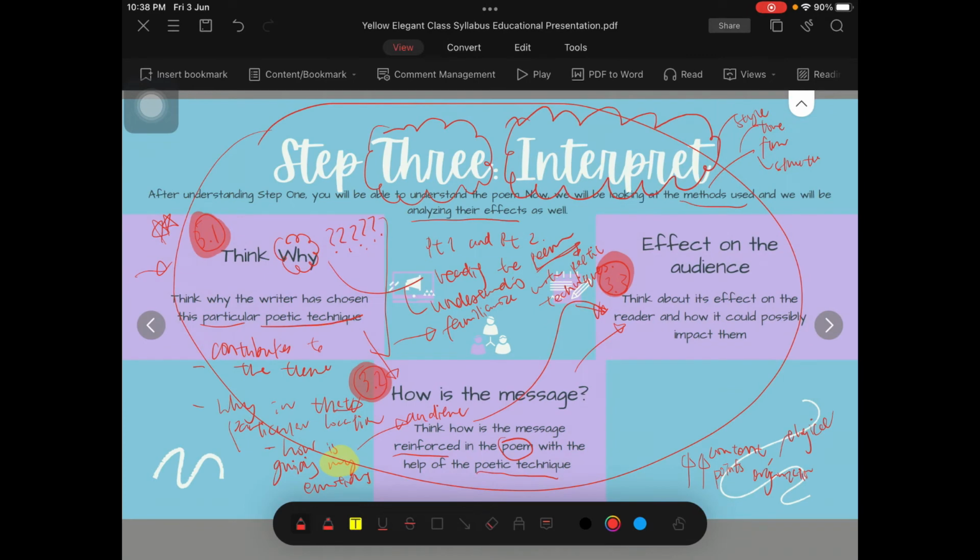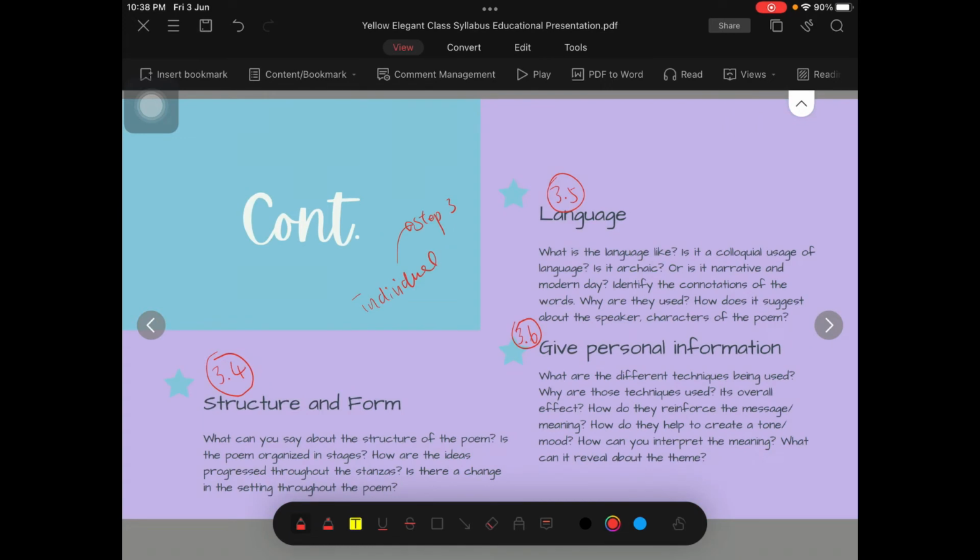So if you look at 3.1, 3.2, and 3.3, this is something that will come on in a sort of correlation. When you think of one sub-step, it will lead you on to step 3.2 and 3.3. But when you're doing step 3.4, 3.5, and 3.6, these are all individual steps and they do not link with one another. But all in all, it's still giving you the bigger idea of interpretation of a particular poem. So in 3.4, you need to understand the structure and the form of the poem.